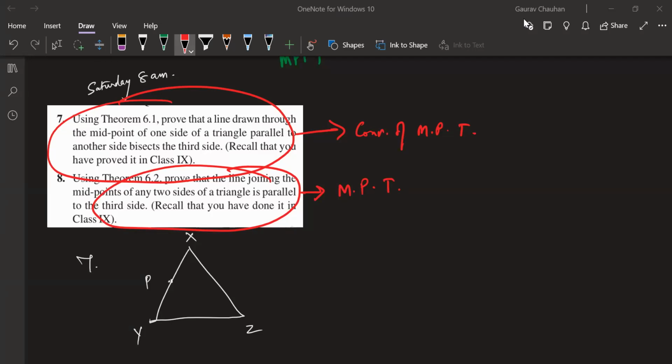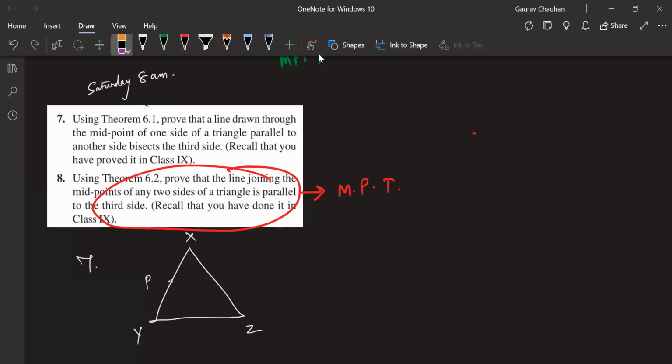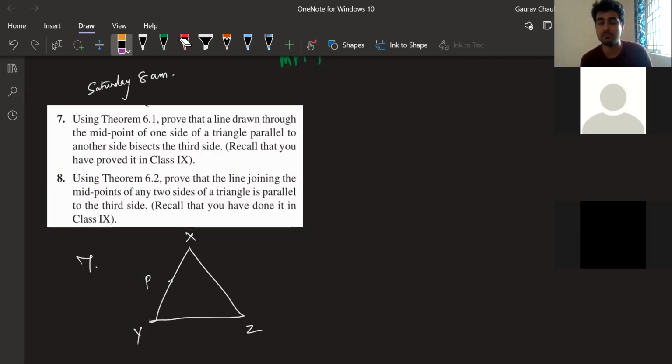All right, let's continue. Riza was just saying that the 7th question is the converse of midpoint theorem, and the 8th question is the midpoint theorem actually. When we had learned the basic proportionality theorem, we had talked about how your basic proportionality theorem will eat up the midpoint theorem, which is basically the midpoint theorem will become a part of it. You will not need a separate midpoint theorem.